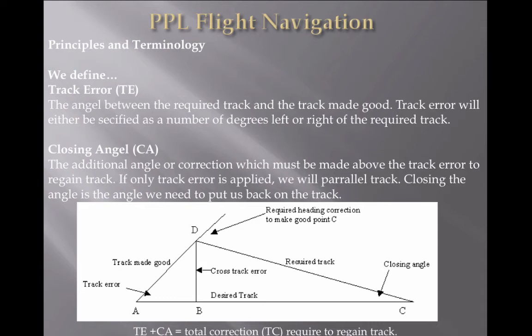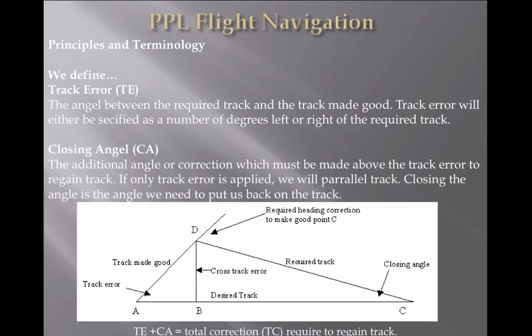So we've gone from the desired track to the track made good. We've defined what the track error is, and then of course we've got to have a way of working out how we get back to our destination point, which is C. So we'd have to work out the closing angle so that we can then repoint the aircraft in the direction that we need to go, which is the required track.